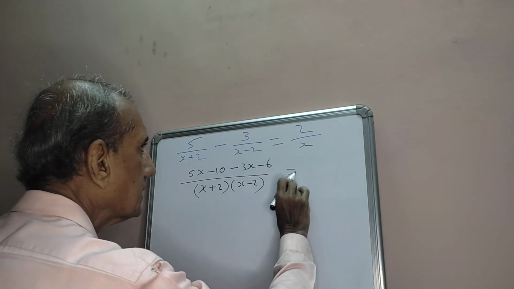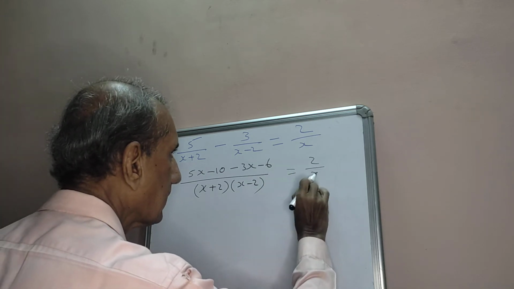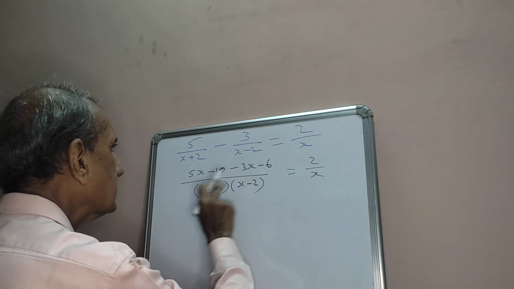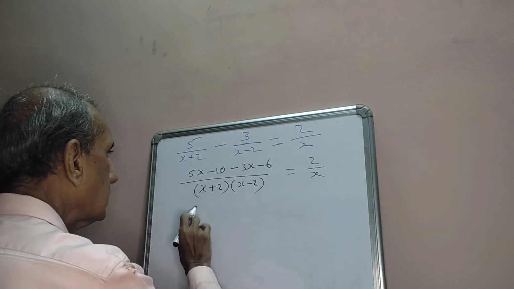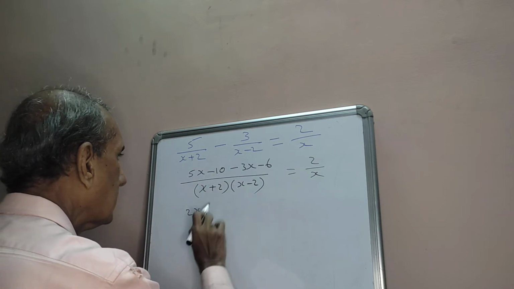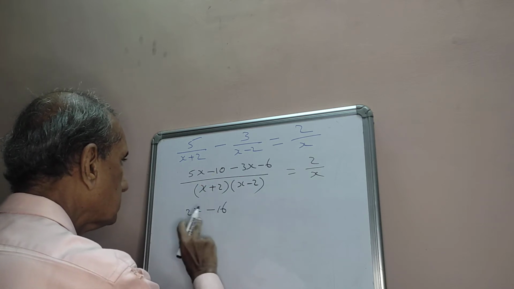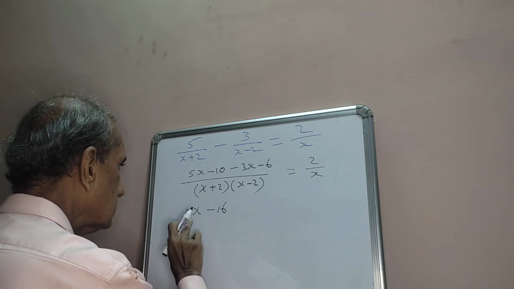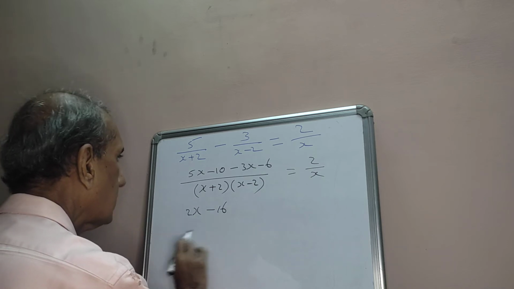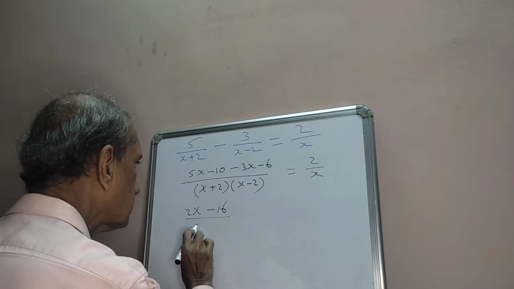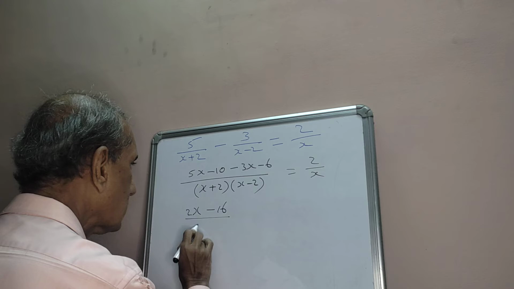Okay, I'll keep this as it is. Correct. So 5x minus 3x is what? 2x minus 16 by x squared minus 4.